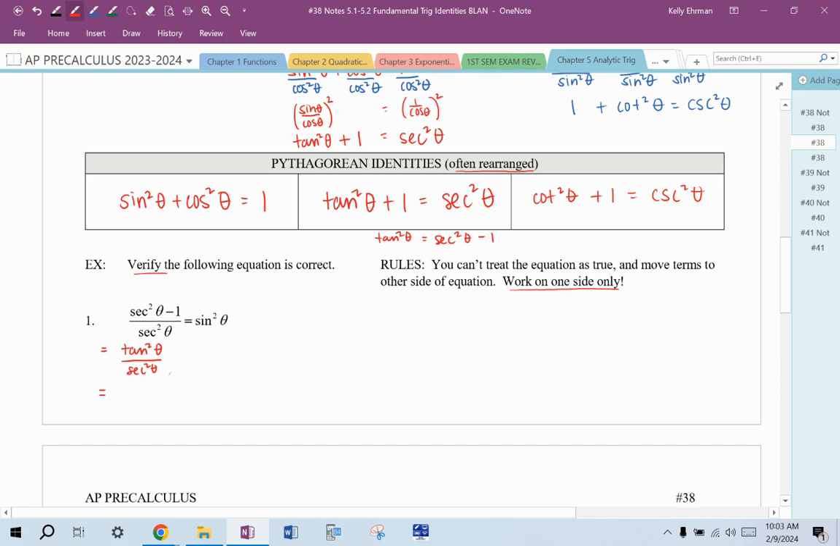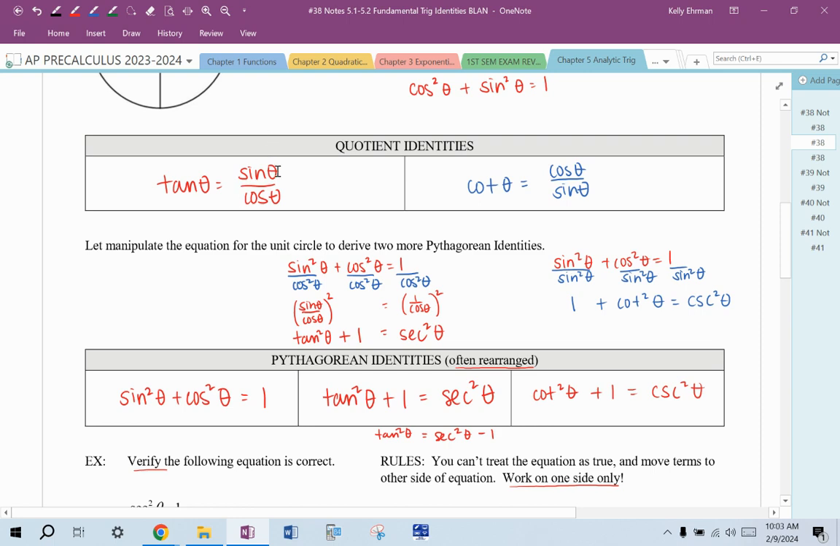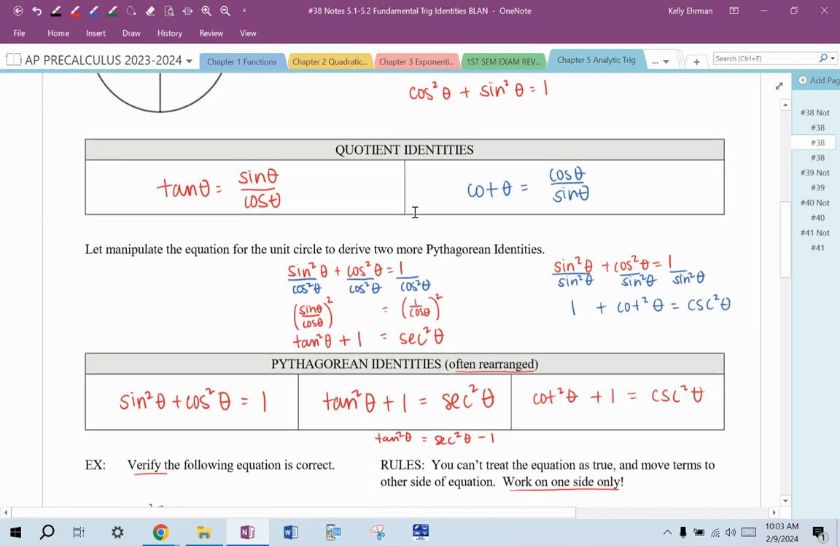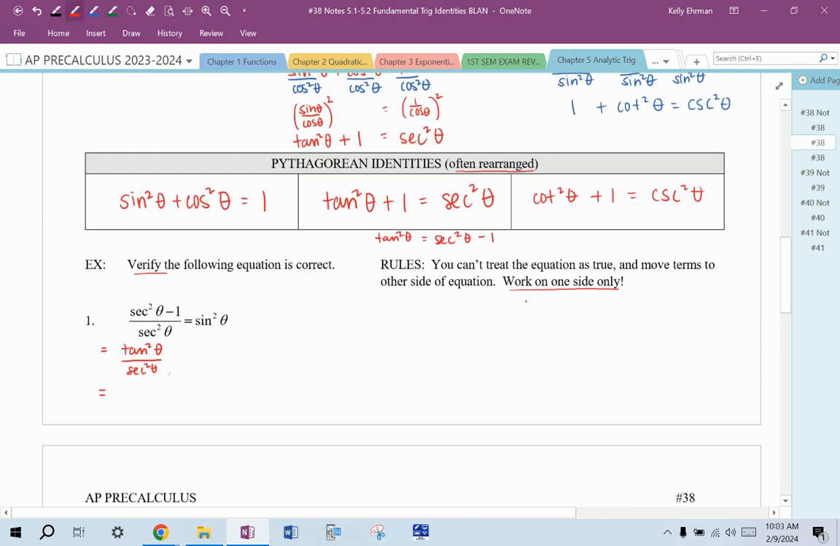Another thing you can do is say, well, I have a lot of properties that change tangents into sines and cosines. They change some reciprocal functions into sines or cosines. So another good trick is, so far we have used rearranged Pythagorean identities. It's also a good idea to write everything in terms of sine and cosine. What I mean by that is tangent squared theta can be sine squared theta over cosine squared theta.